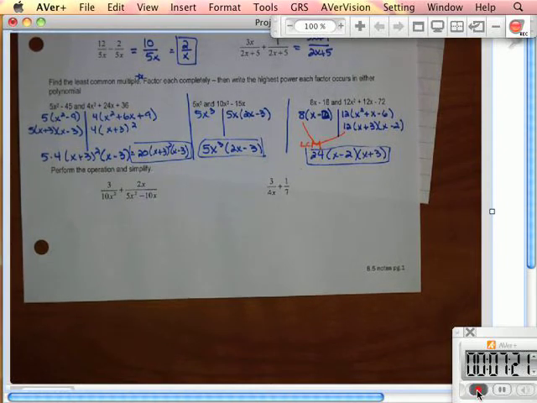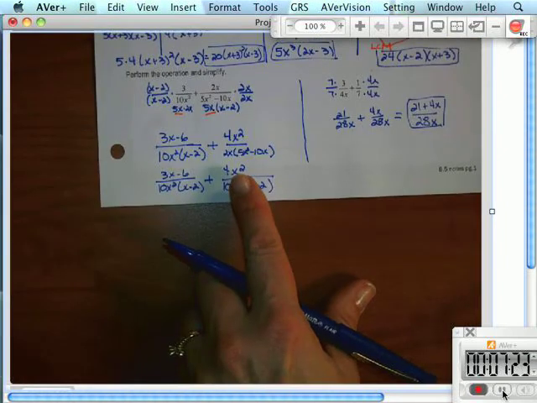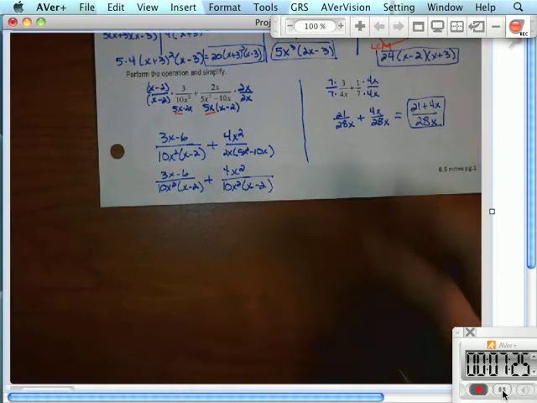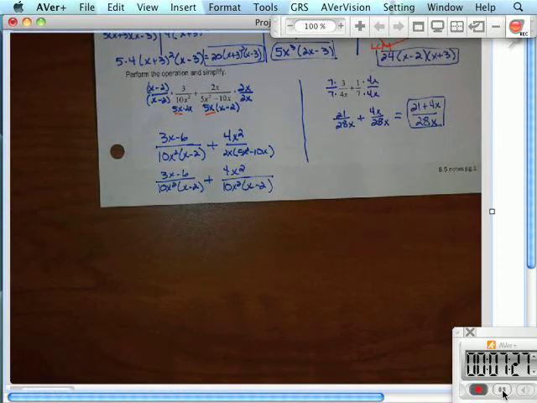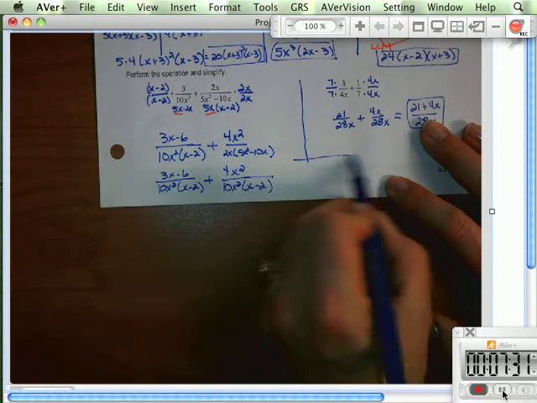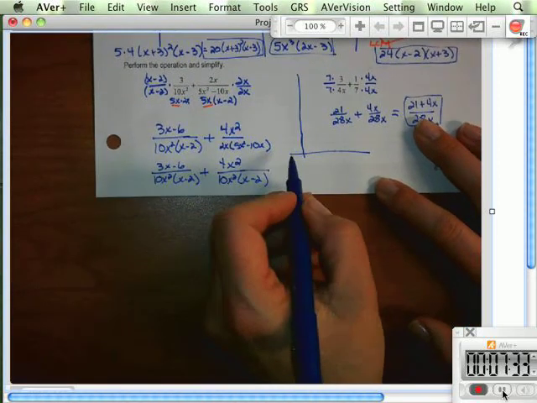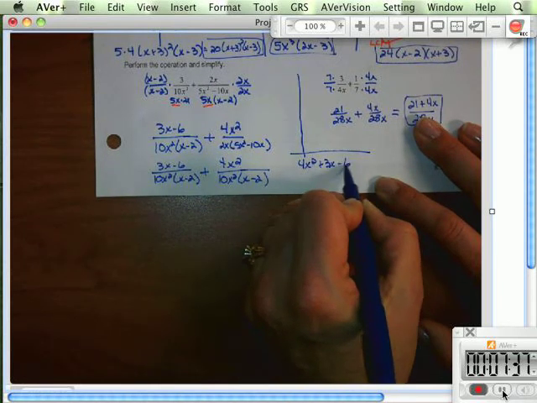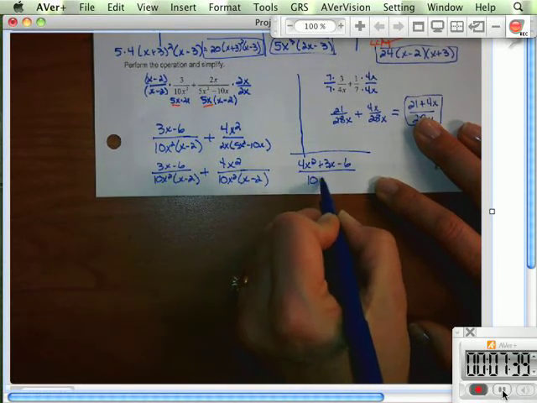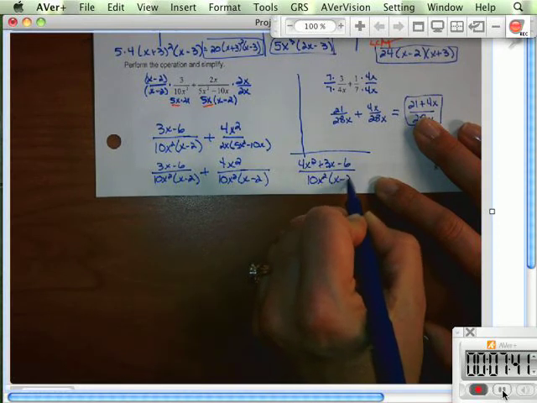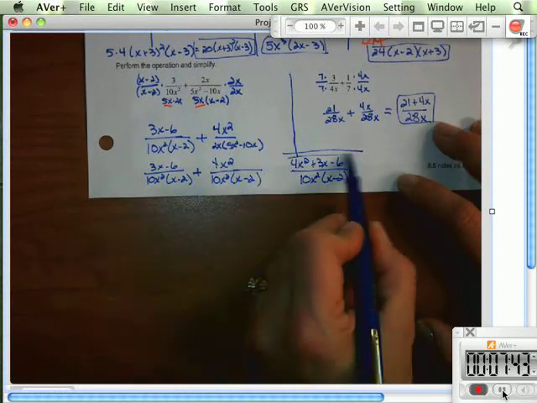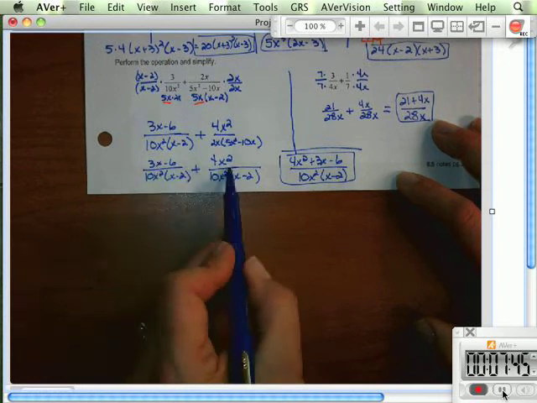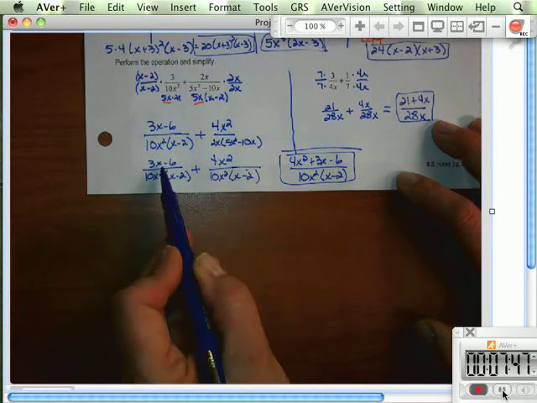Should we let it absorb for a second? Now I have a common denominator. Now I can add the numerators. So I have 4x squared plus 3x minus 6 over 10x squared times x minus 2. Adding these, not multiplying, adding. So that's why it looks like that.